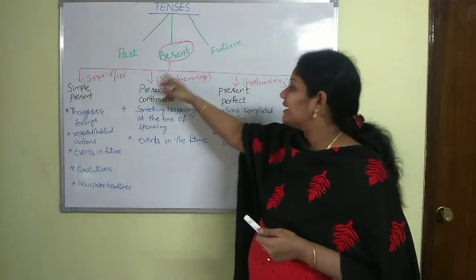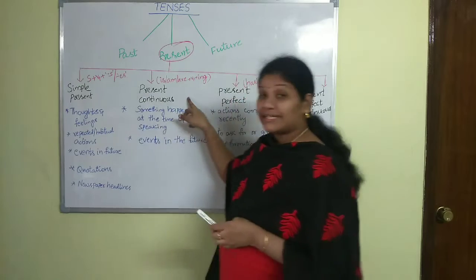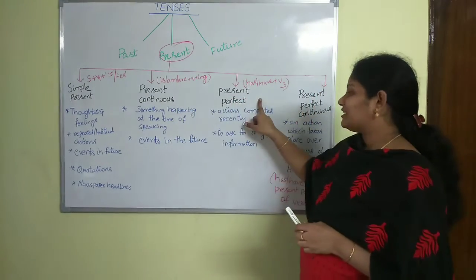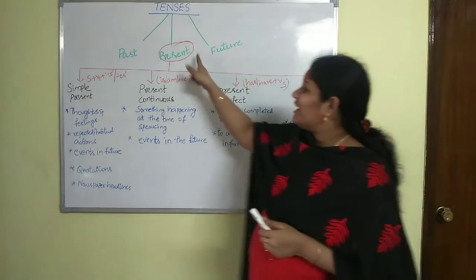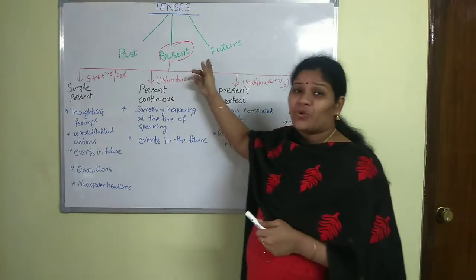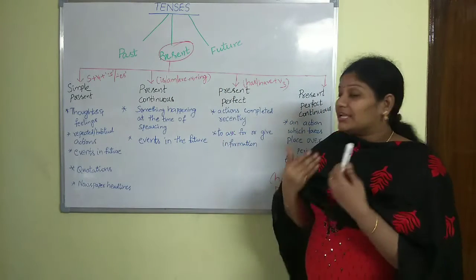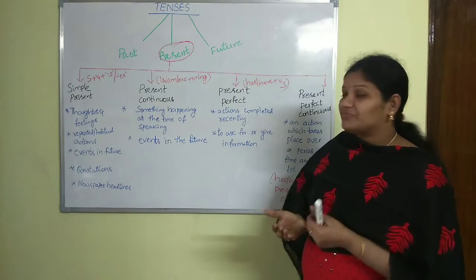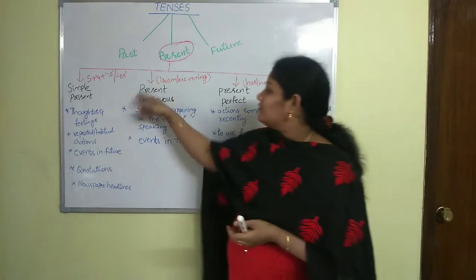Present tense is again divided into four types: simple present tense, present continuous tense, present perfect tense and present perfect continuous tense. Even after dividing the tenses into three types, what's the need of four subtypes again? It is required because the status of the action is different from one to other.